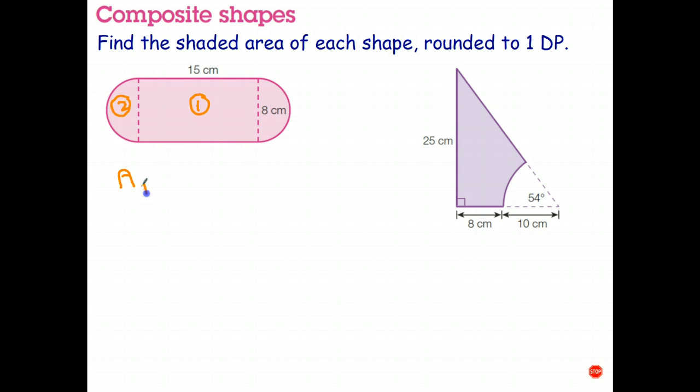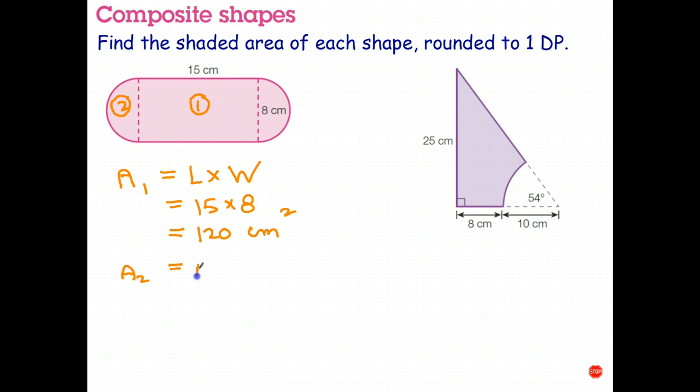So here's my setting out for questions like this. I write Area 1. I don't put the little circle around the one there. That's just a rectangle, so 3 lines of setting out. Length times width, 15 times 8. Well, 15 times 4 is 60, so 15 times 8 is double 60, which is 120 centimeters squared. Now I work out Area 2.